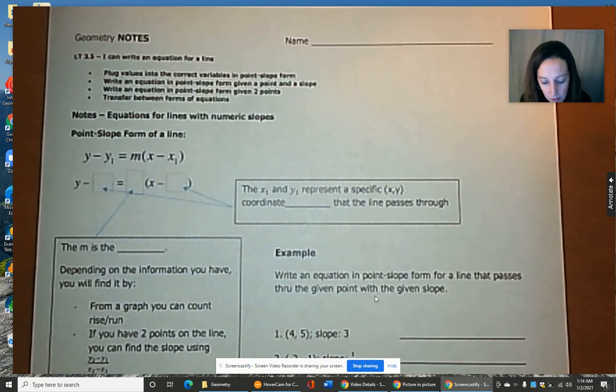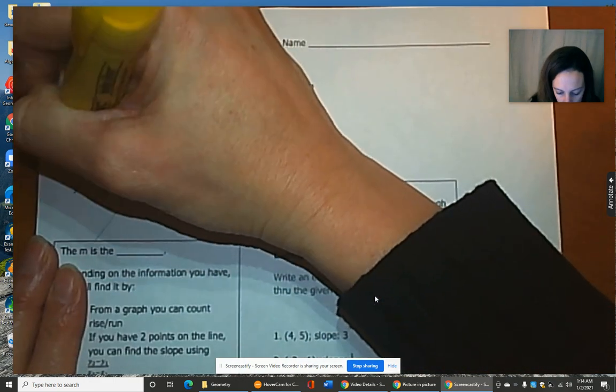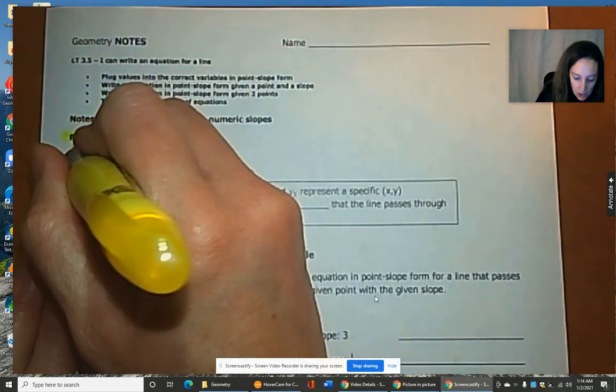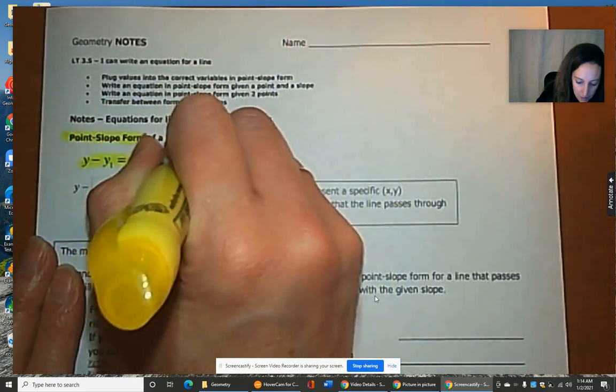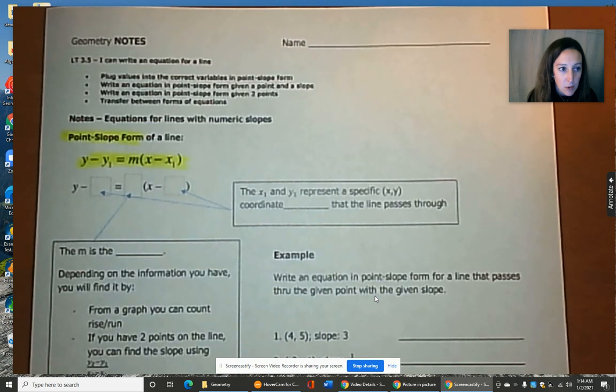Like I said, we are writing equations for lines, and I feel like the most useful and the easiest way to do this is to write the formula in point-slope form. So the point-slope form of a line looks like this: y minus y1 equals m times x minus x1. All right, you need to memorize that. It's your go-to equation for a line, and it's actually pretty simple if you know what these values mean.